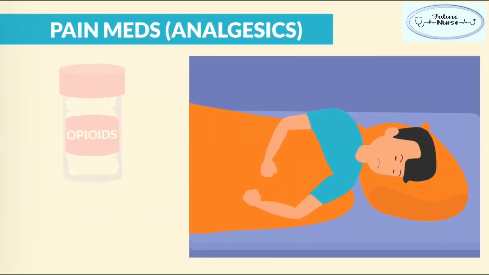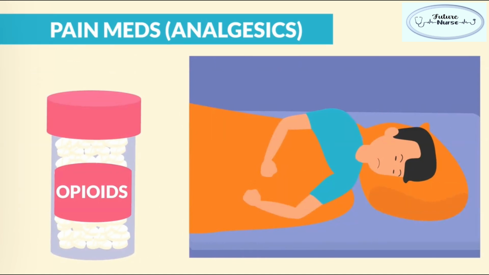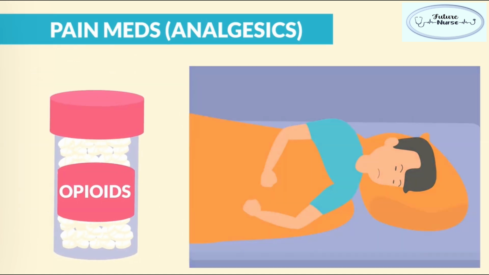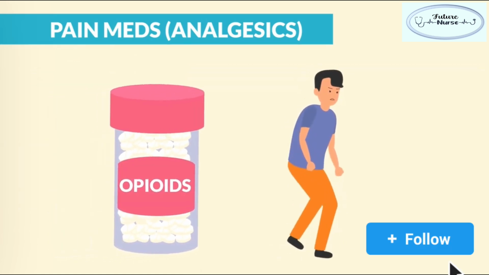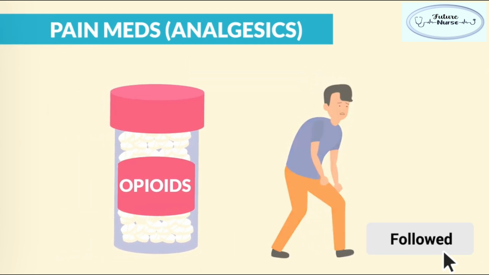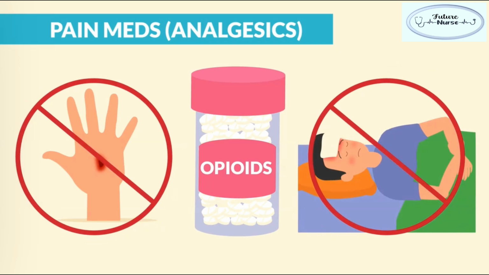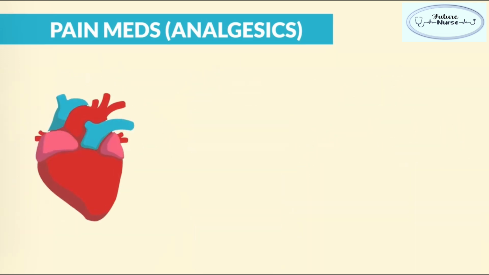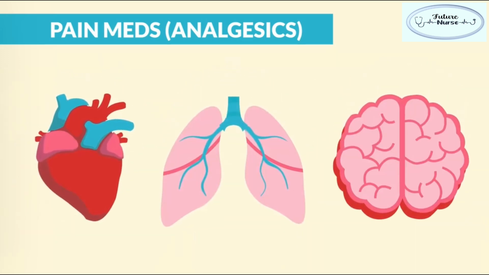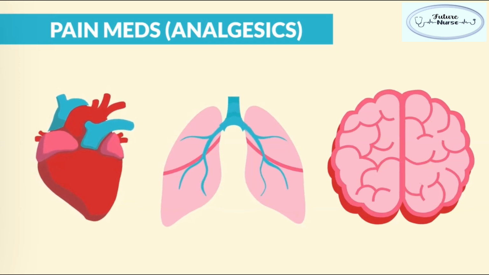Now, on the other side of things, opioids, those are big guns causing sedation. Big CNS depressants making the vital signs low and slow. Again, they do not have any anti-inflammatory or antipyretic properties. Remember, opioids think low and slow. So we get a low and slow heart, lungs, and brain.